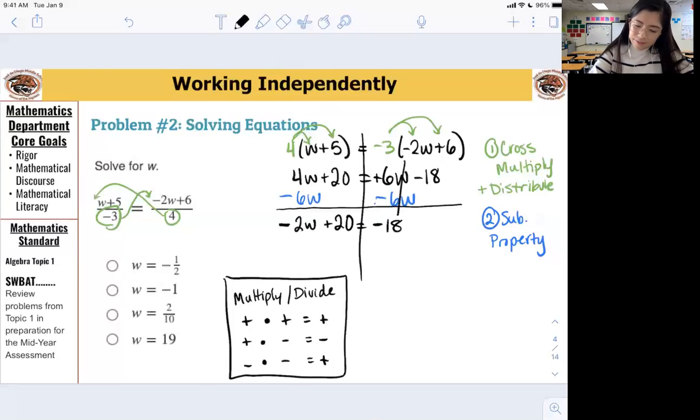Now what do I do? You subtract 20. Good. Another subtraction property. Minus 20, minus 20. Negative 18 minus 20. What does that give me?